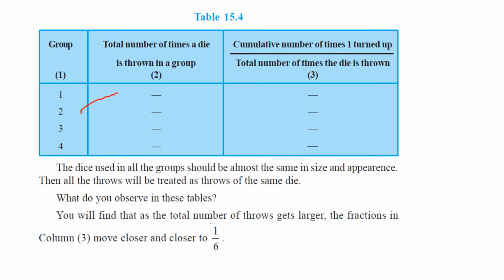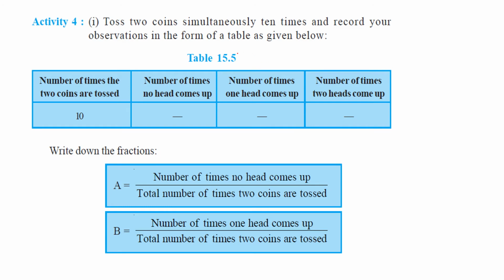So this is also a cumulative version. You can add how many times 1 has been thrown, and then accumulate it the next time. So the cumulative number of times 1 has turned up, divided by the total number of times the die has been thrown, is going to be near 1 by 6. And this is true not only for 1, this is true for 2, 3, 4, 5, 6 like this.